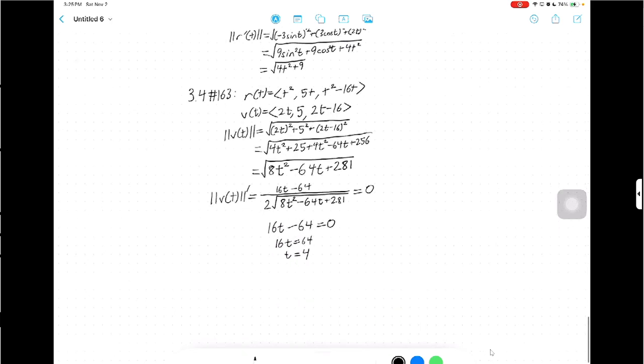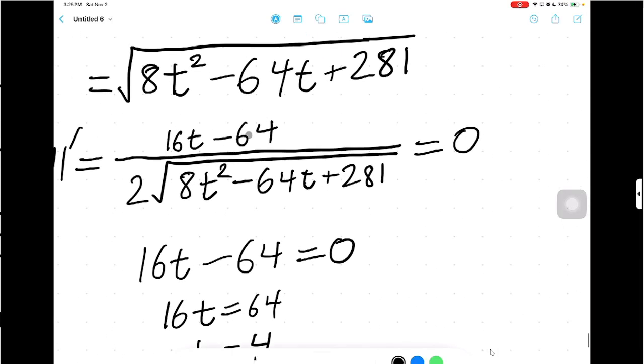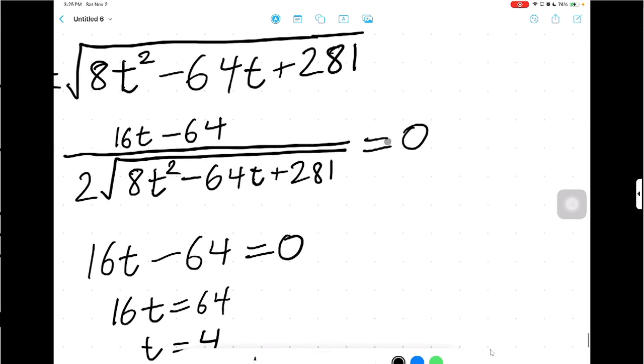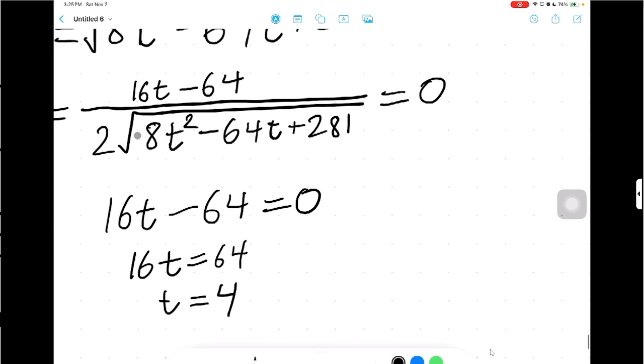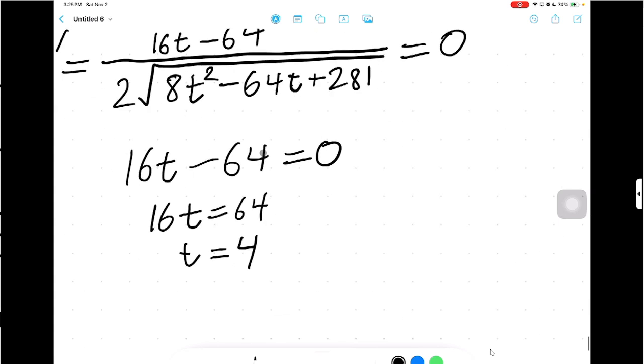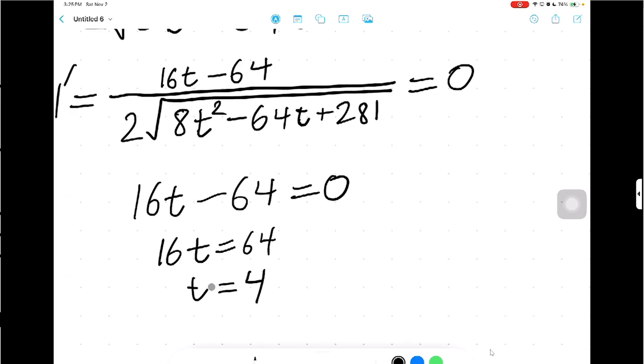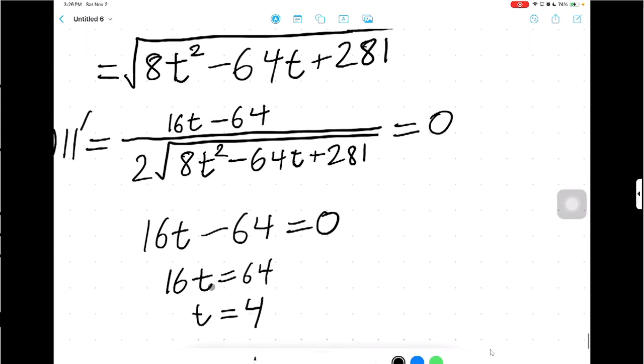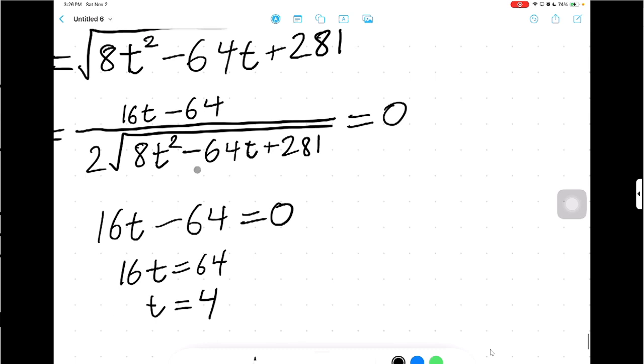Oh, the numerator part? Okay, because we have a fraction over here, we have the 16t minus 64. The only way for the derivative, which is this fraction here, to become 0 is if the numerator is 0. So that's why we have the 16t minus 64 equal to 0 here, and then we solve that for t. It's only undefined if the denominator equals 0.